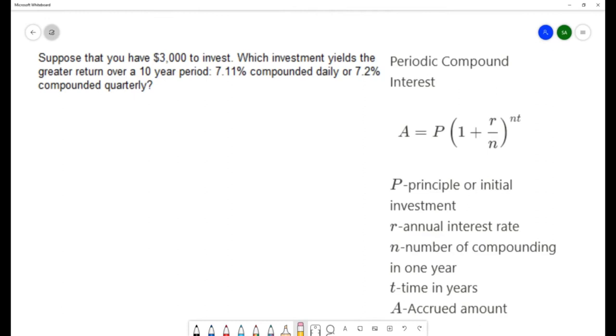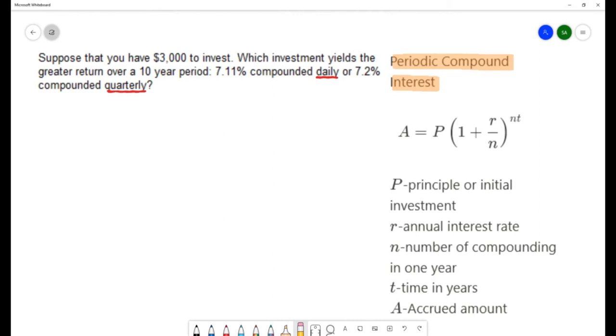In this question, we're going to be using a formula, the periodic compound interest formula. There are some key words in this problem that indicate we're using this formula. We have interest being compounded daily and also compounded quarterly, and both of those are indications of using this formula. Let's take a closer look at the formula. The formula is A equals P times 1 plus r over n to the nt.